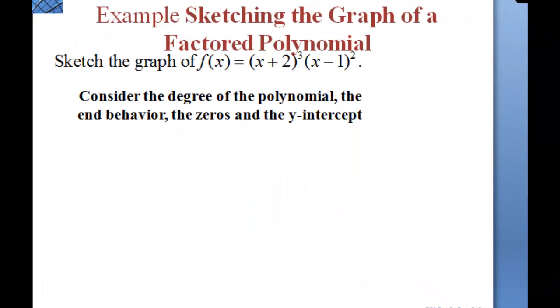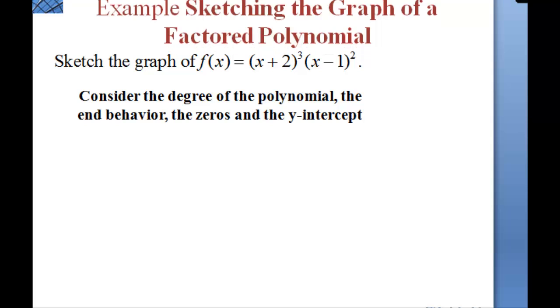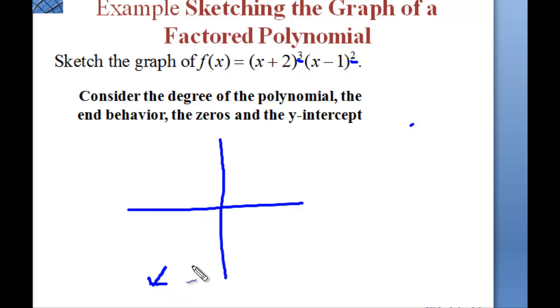So let's use this information to sketch a graph. We're going to sketch the graph of f of x equals x plus 2 to the third times x minus 1 squared. We want to consider the degree of the polynomial, the end behavior, the zeros, and the y-intercept. The degree of this polynomial is going to be 3 plus 2, which is 5. So our degree is 5, which means it's odd, so our ends are going to be going opposite directions. The leading coefficient is 1, and it's positive, so that means we are going from the negative to the positive. So that takes care of the degree and the end behavior.